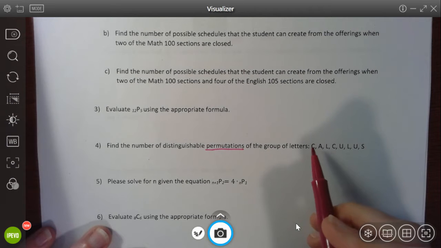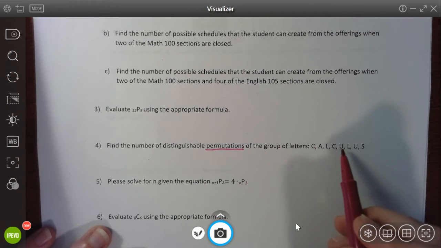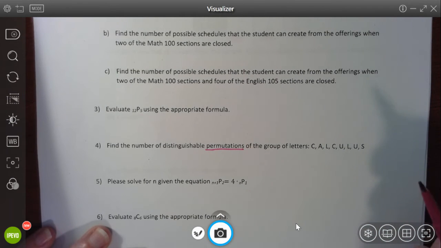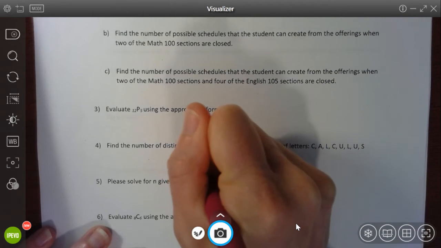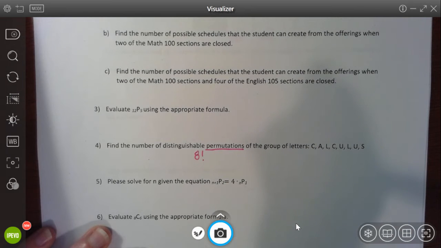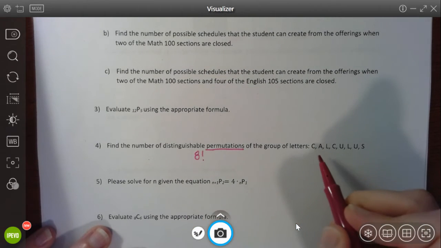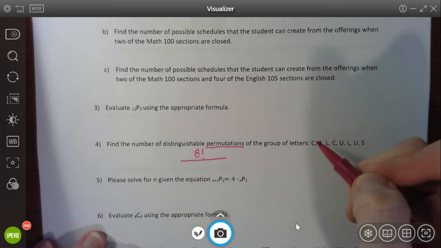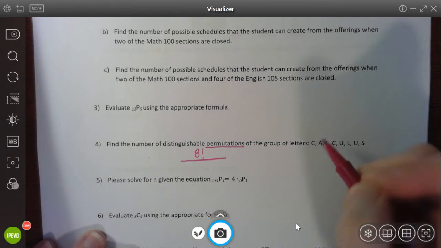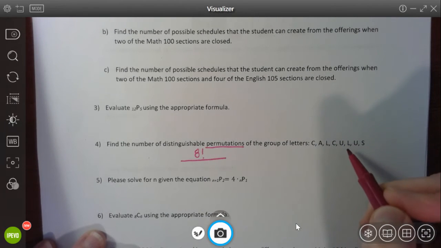calculus. So if we count, there are 1, 2, 3, 4, 5, 6, 7, 8 letters that we can arrange. And the number of permutations would start out as 8 factorial. But because we have repeated letters in here, we have a couple C's, a couple L's, and a couple U's, we have to actually divide out the ways that those letters could also be arranged. So we want to take out the duplicate ways that this C would switch with that C, or that L would switch with that L.